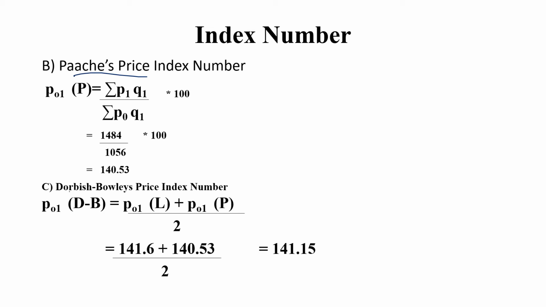Dorbish-Bowley, we have Dorbish-Bowley equals Laspeyres price index plus Paasche's divided by 2. Add both the answers and divide by 2. You will be getting the answer, that is 141.15.